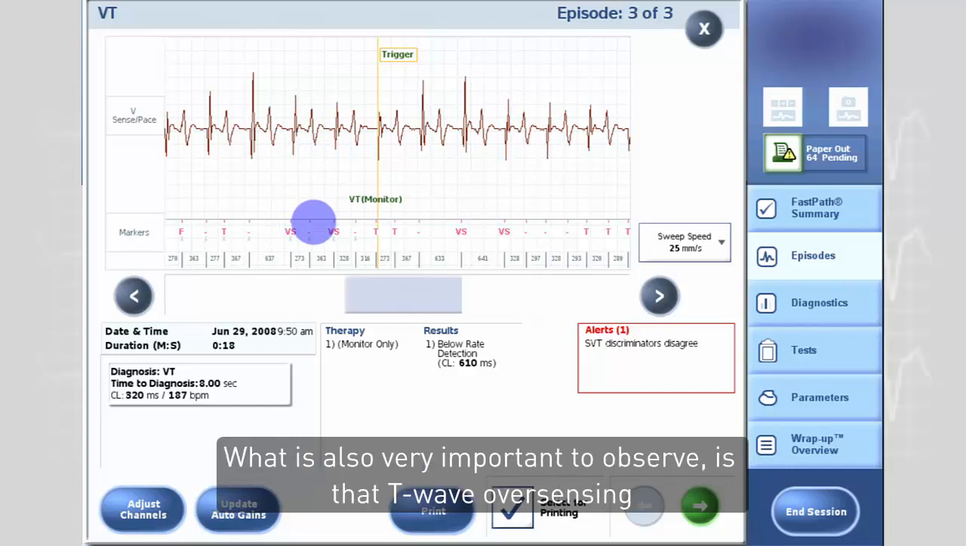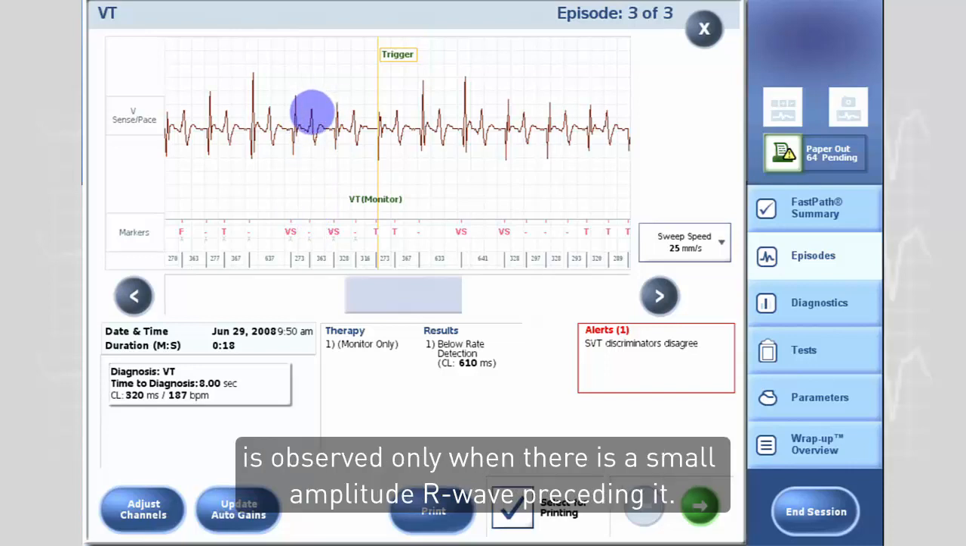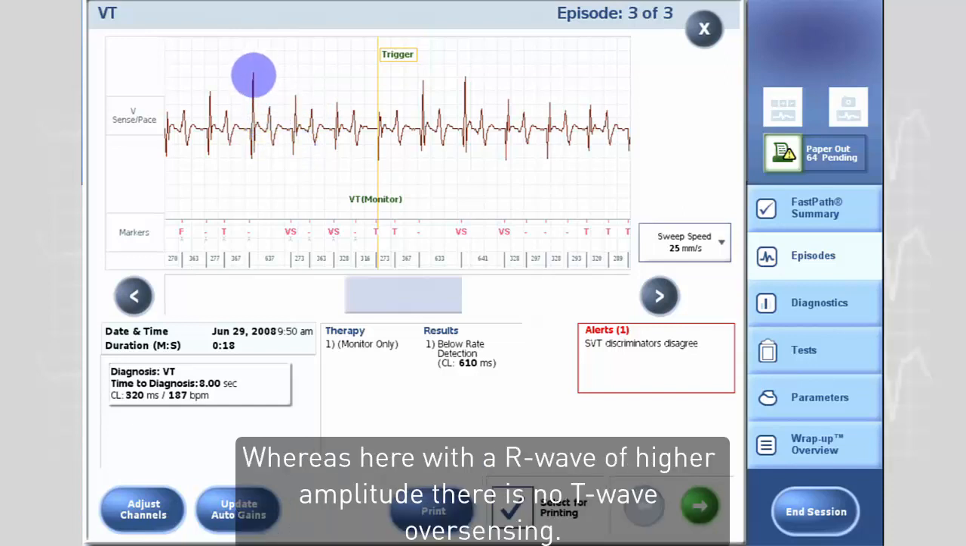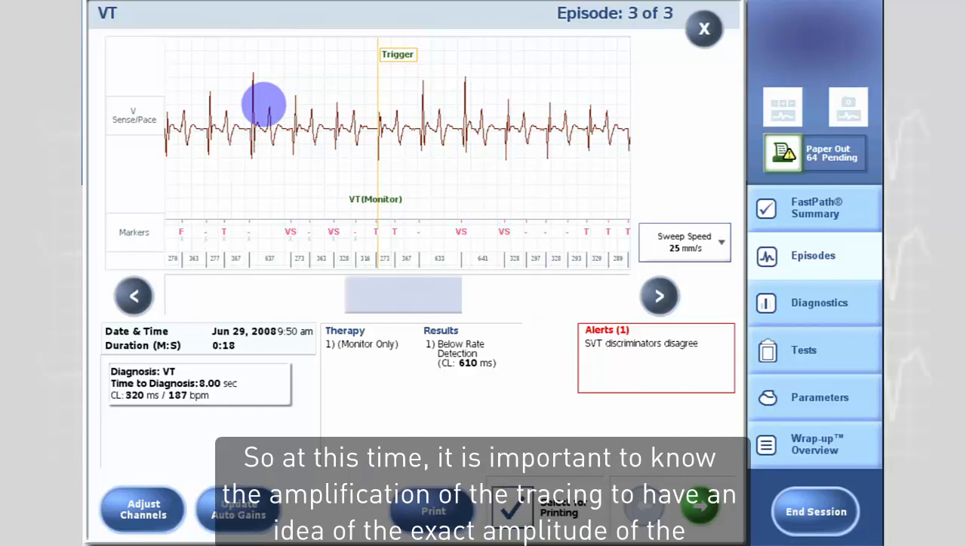What is also very important to observe is that T-wave oversensing is observed only when there is a small amplitude R wave preceding it. Whereas here, with an R wave of higher amplitude, there is no T-wave oversensing. So at this time, it is important to know the amplification of the tracing, to have an idea of the exact amplitude of the different signals that we see.